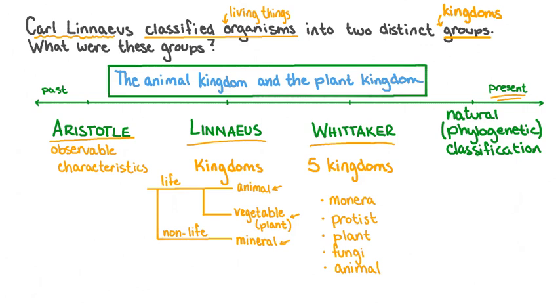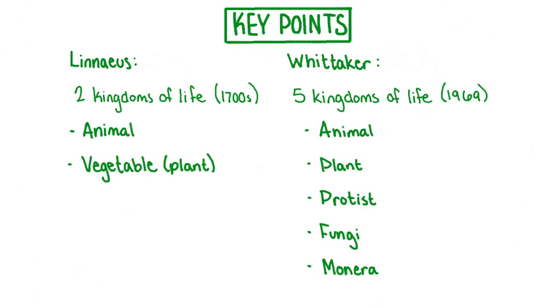Next, we'll wrap up our lesson by reviewing what we've learned. In this video, we learned about the classification of life into kingdoms by 2 scientists, Carl Linnaeus and Robert Whittaker. We learned about Linnaeus's earlier system of 2 kingdoms of life, which include animal and vegetable or plant. And then about how technological advances gave rise to 3 more kingdoms. And Whittaker's 5-kingdom system, which includes animal, plant, protist, fungi, and Monera.